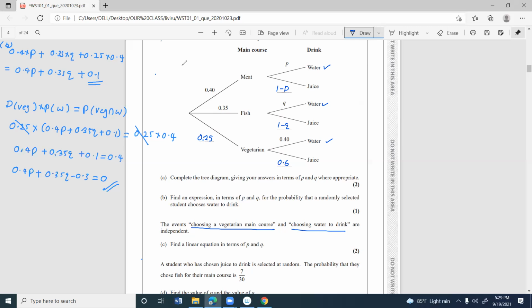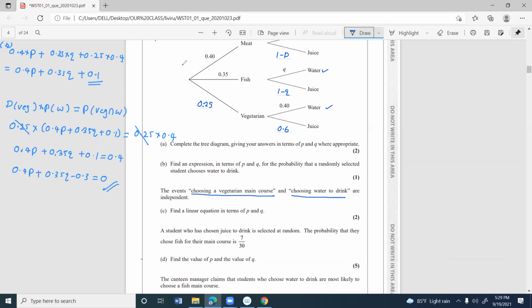We go ahead a little bit further. The student who chooses juice to drink is selected at random. Find the probability that they choose fish for their main course, which is 3/7. Find the value for p and the value for q. Look at this condition: the student who chooses the juice to drink. That means, when you talk about D, they have selected juice, J.